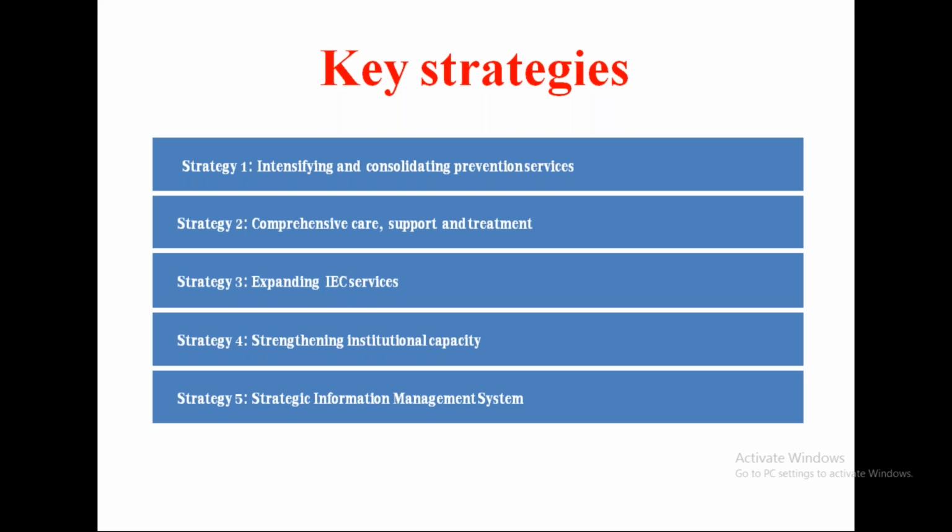So these are the important key strategies which we are going to follow in NACP 4. Number one is intensifying and consolidating preventive services, comprehensive care, support and treatment, expanding IEC activities, strengthening institutional capacity, and strategic information and management system.